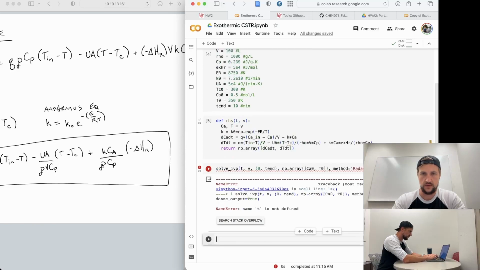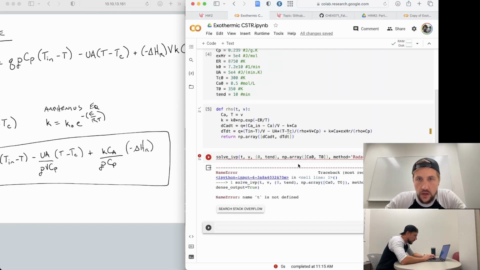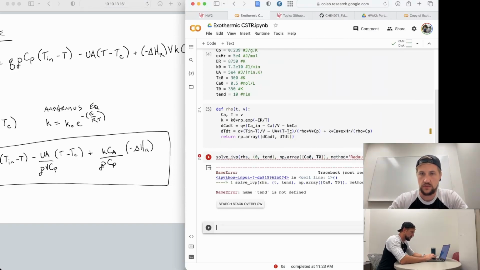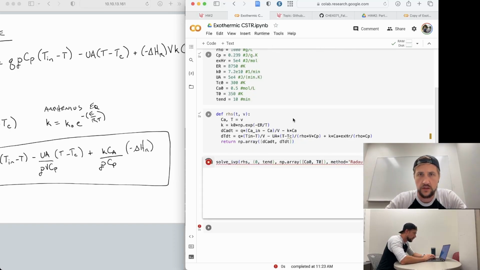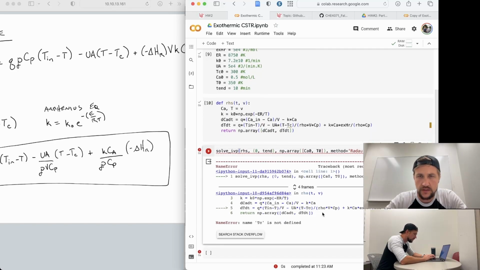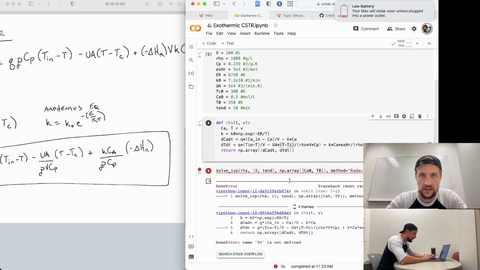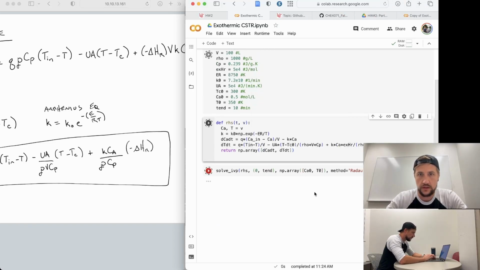Okay. Didn't like that. T is not defined. Not defined, yes. Okay, I need to put it in terms of our right-hand equation. Didn't like that either. T end is not defined. Need to rerun. Still didn't like that. TC is not defined, yes. Okay, TC is because I named it as TCO. But my battery will survive.